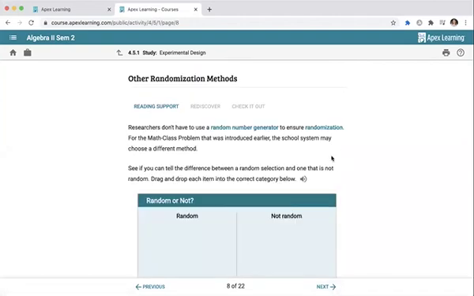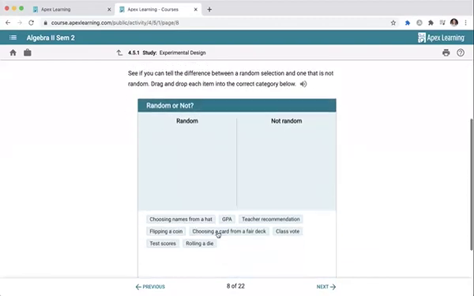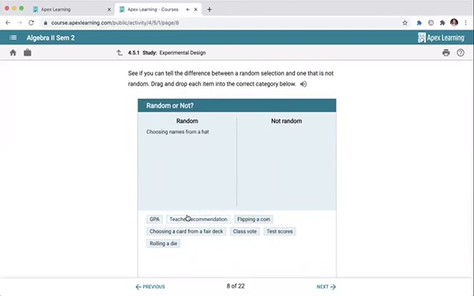Then looking at other randomization methods, you don't always have to use a random number generator. There are a lot of different things. For example, choosing names from a hat is random. Flipping a coin would be considered random. Cards from a deck would be random. Rolling a die would be random.